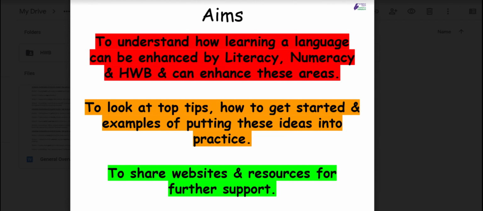The aims are to understand the two-way process whereby languages can support other areas of the curriculum and they can in turn support languages. Also to look at the key ideas that will get you started and what it looks like in the classroom and where you can go to access further support.